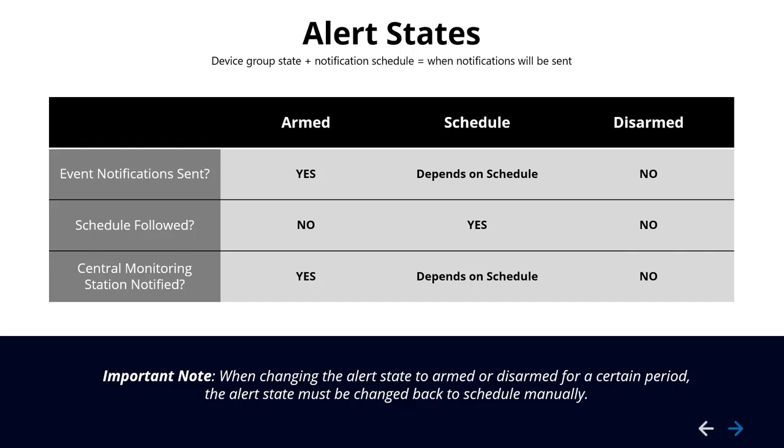One important note: when changing the alert state to disarmed or armed for a certain period of time, the alert state must be changed back to schedule manually, or it will stay in that state. There is not a timeout or automatic rearm or disarm.